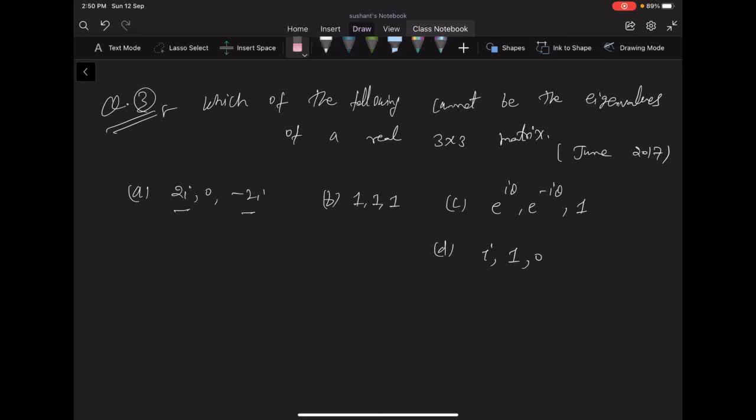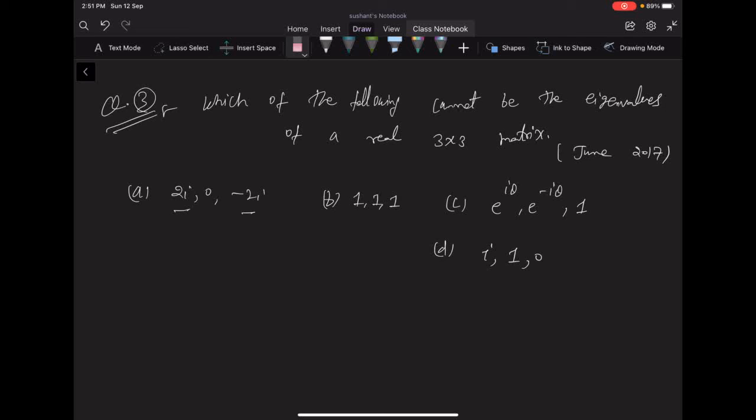In option B, all the eigenvalues are 1, which are real. So option B is also a possible set of eigenvalues for a real matrix. In option C, e to the power i theta is present, and e to the power minus i theta is also present. So these can be the eigenvalues of a real matrix.